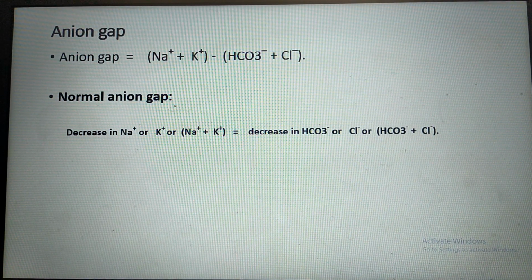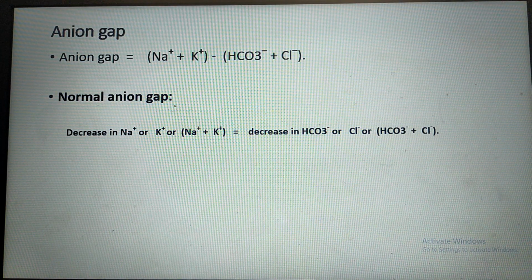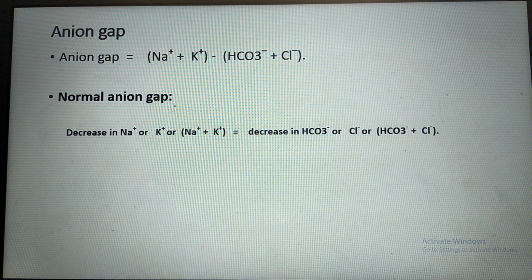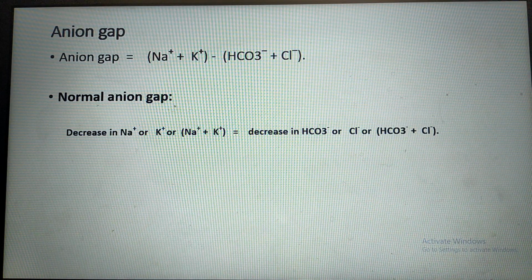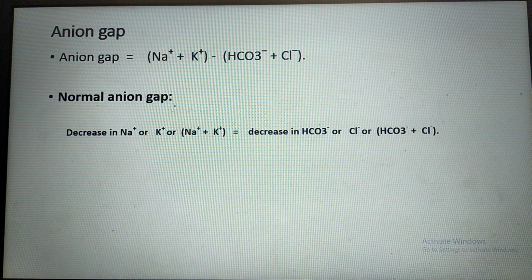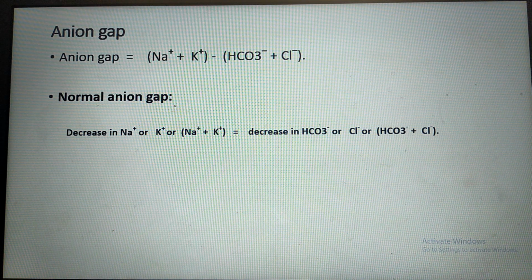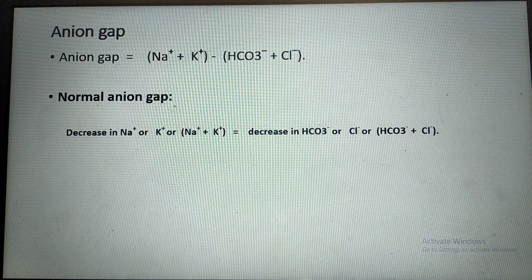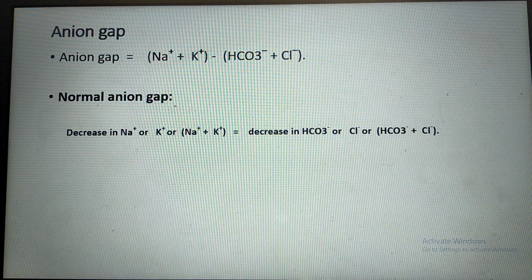Normal anion gap. In this condition, what will happen? There is a decrease in sodium or potassium or both, but their decrease is equal to the decrease in bicarbonate or chloride or both. Or in other words, you can say there is a decrease in measured cations and that decrease is equal to the decrease in measured anions. That means measured cations and measured anions decrease at the same level. Although the patient is diseased, the anion gap is normal, that is 12. Why is it normal? Because both measured cations and measured anions decrease. So in this case you will get a normal anion gap.